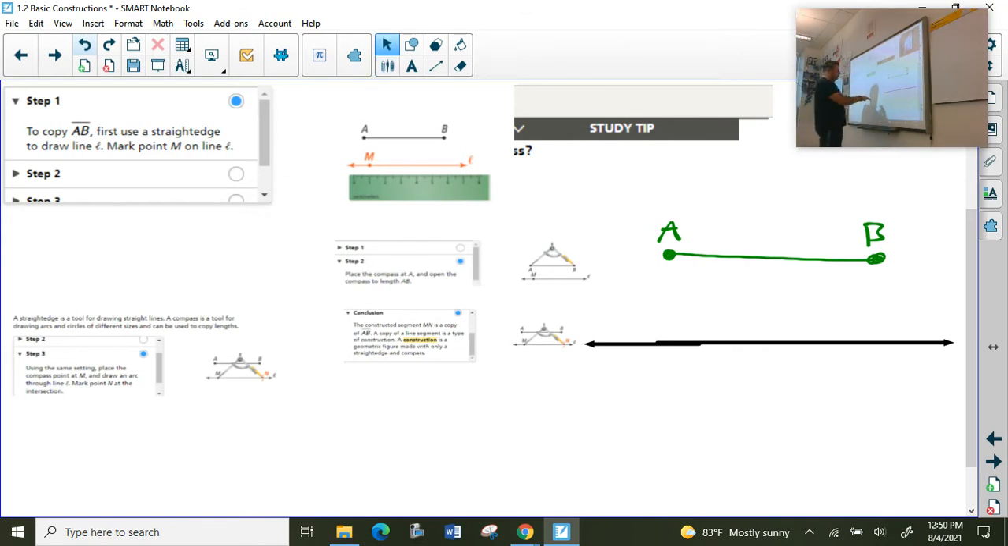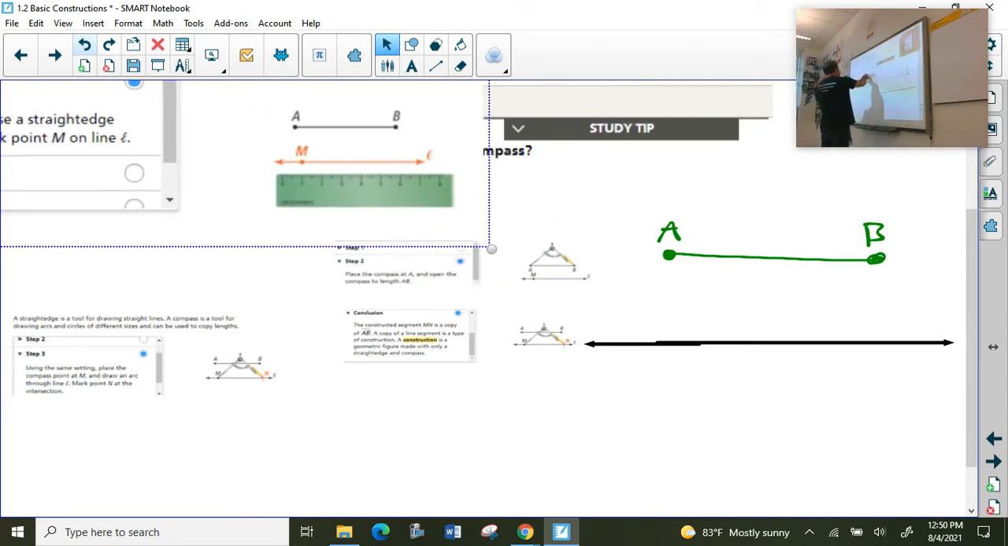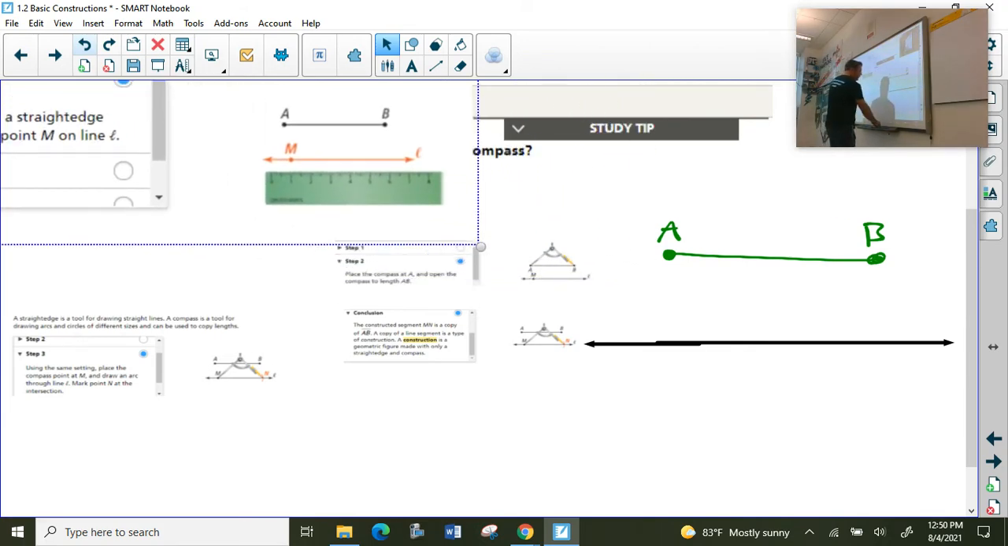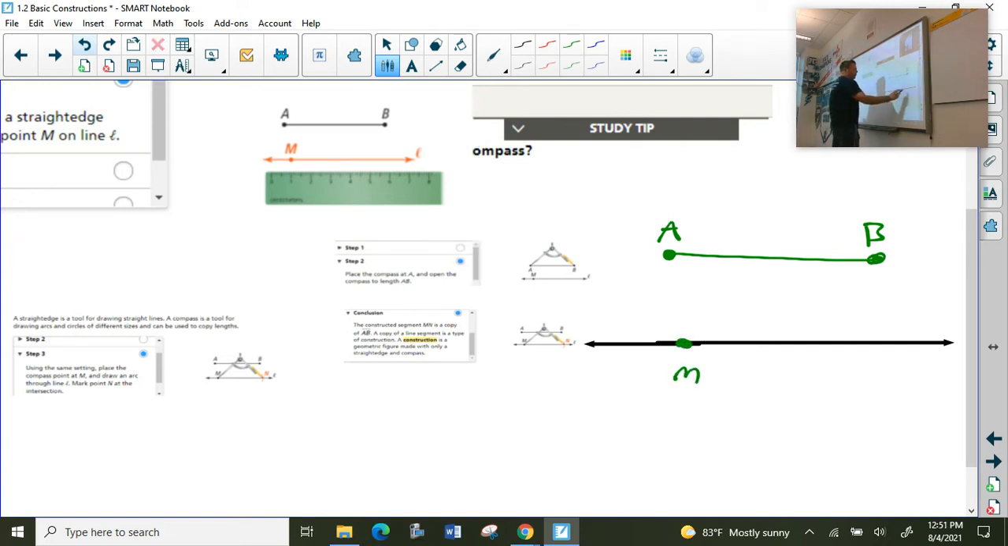So the first thing you're going to do is take your straight edge. As you can see, they did that here. They just took a straight edge and made a line, and they picked just a general point. It doesn't matter where it is. They're going to call this line L. We want it to be the same length.